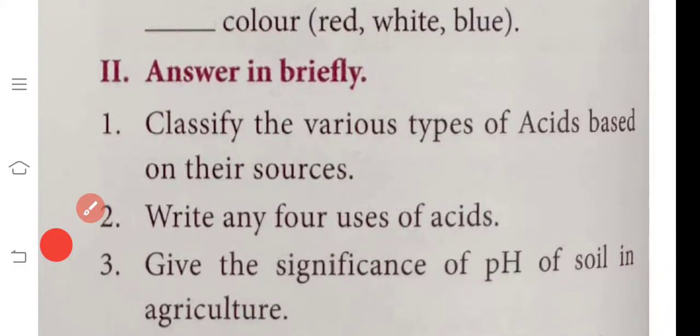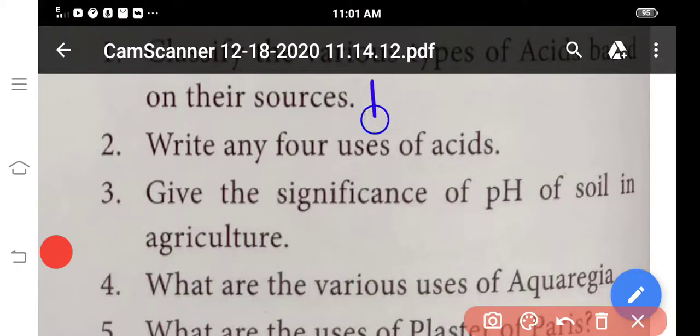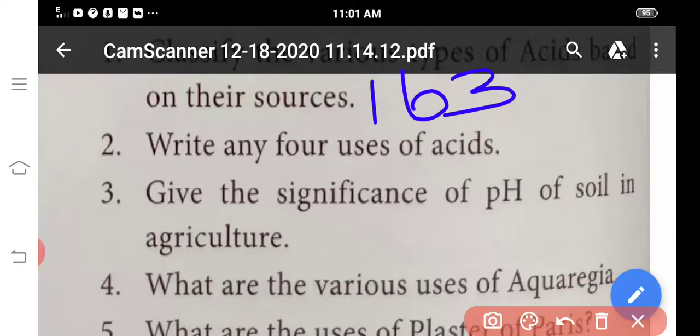Answer briefly. Okay, I give the page number, you see the page number and mark the answer, question with answer. Okay, listen. Classify the various types of acids and bases on their sources. Page number 163. You take your book, page number 163, you see the answer, it is there. Then second one, write any 4 uses of acids. The page number is 164. You take the book, page number 164, mark the answers.